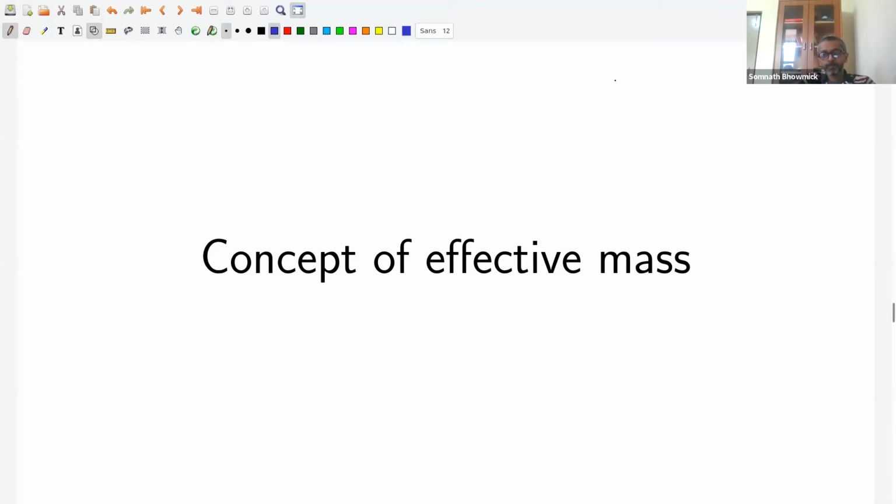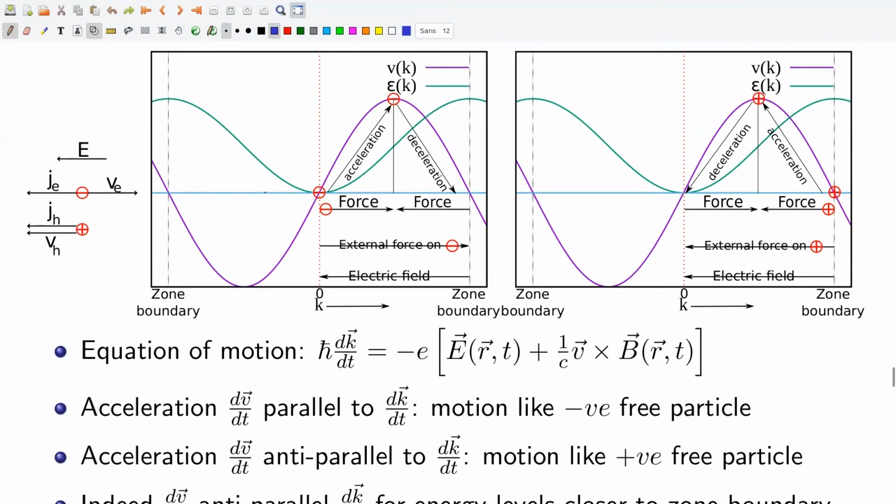Hello friends, I already have discussed the concept of hole. In a periodic potential, electrons sometimes behave in a way as if they have a positive charge, which is termed as a hole. In this lecture, I am going to introduce another important concept of effective mass. Let me start with a brief summary of electrons and holes.